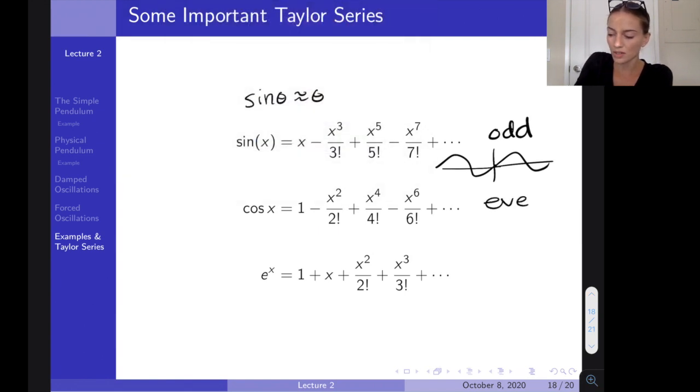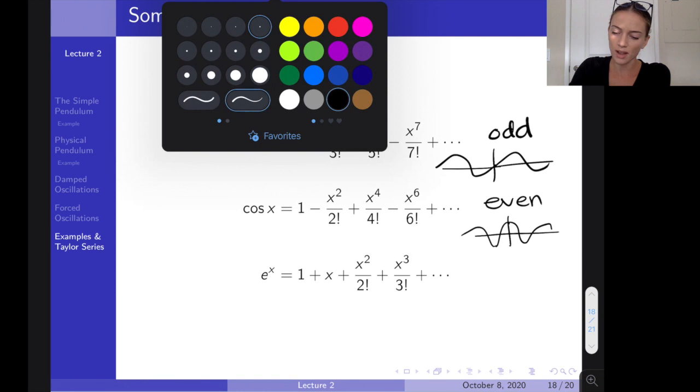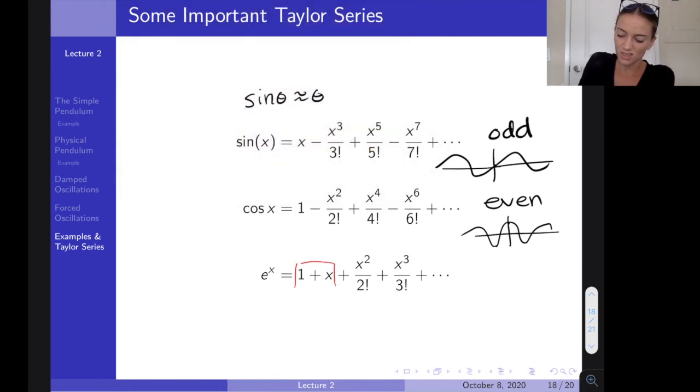So all of its terms in the Taylor series are even. So it looks like that, kind of. And then another very common one is e to the x. So e to the x, usually we just approximate, even just with these 2 terms, is usually good enough. And this one pops up a lot in physics.